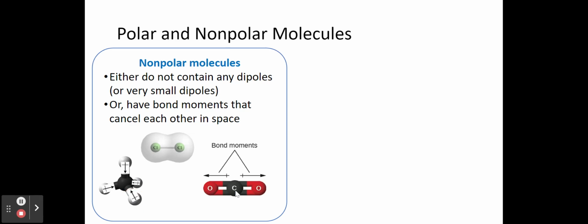Or if we were to look here at carbon dioxide, this bond is a polar bond. Oxygen has a higher electronegativity, so the electrons are drawn closer to the oxygen. And here, the electrons are being pulled closer to the oxygen. So each of these bonds has a dipole, but they end up canceling each other out, and the molecule is nonpolar.